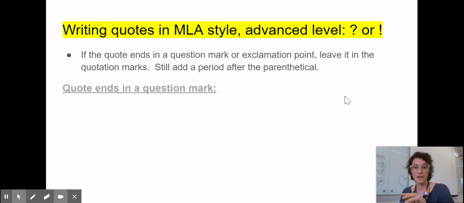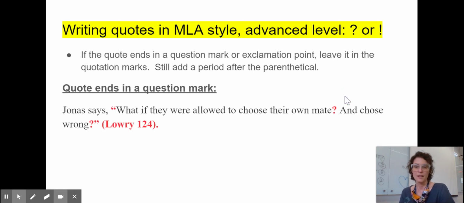So let me show you, for example, a quote that ends in a question mark. This is from, again, The Giver by Lois Lowry, which I'm teaching right now. Jonah says, "What if they were allowed to choose their own mate and chose wrong?" If you see here, I made them both red, which was a little bit silly. I could have just made the last one red.